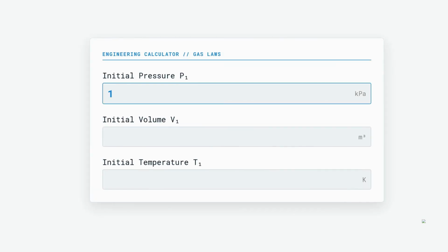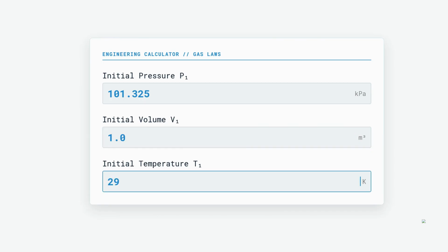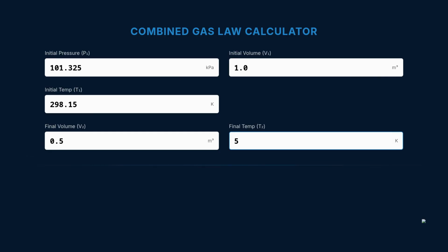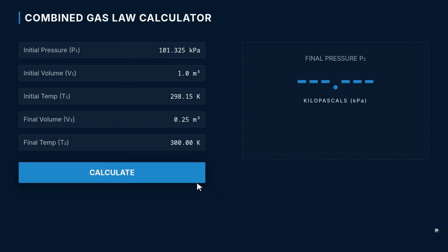I'll enter initial pressure P1 as 101.325 kilopascals, initial volume V1 as 1.0 cubic meter, and initial temperature T1 as 298.15 Kelvin. For the final conditions, I'll enter final volume V2 as 0.5 cubic meters and final temperature T2 as 596.3 Kelvin. After clicking Calculate, the result shows 405,300 kilopascals, which is our calculated final pressure P2.